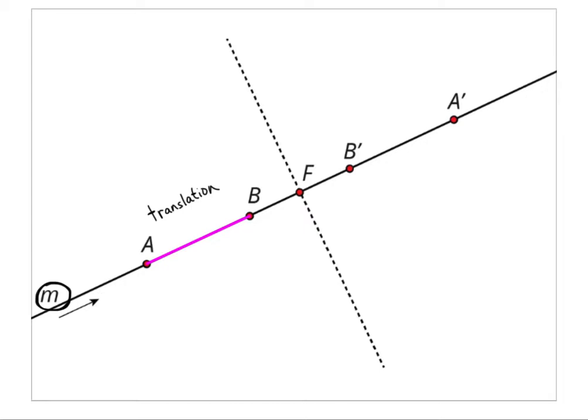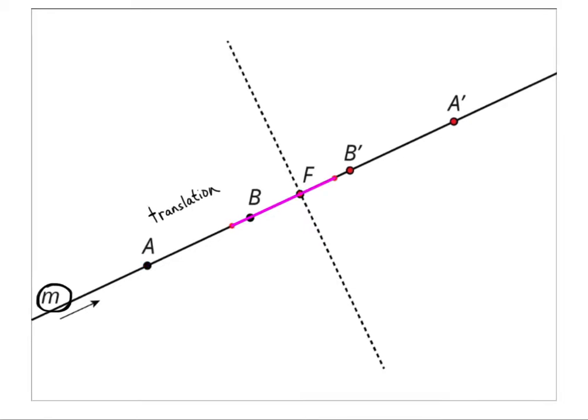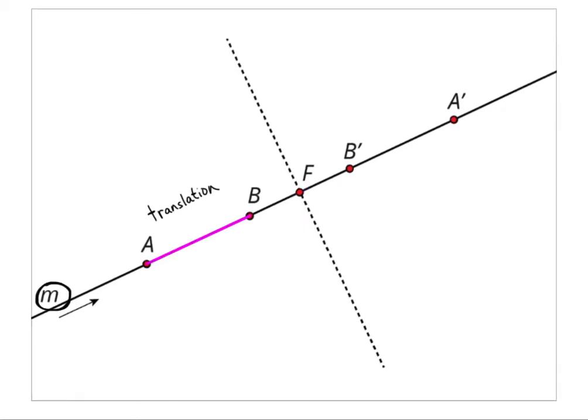So if you translate line segment A and B along line M, where does it go? And goes right there. So that's a translation.